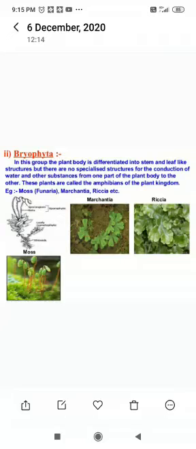Okay, and these plants are called amphibians of the plant kingdom. Why do we call them amphibians of the plant kingdom? Because these plants grow or live on land as well as in water. That is why Bryophyta plants are called amphibians of the plant kingdom. Examples for Bryophyta are moss or Funaria, Marchantia and Riccia. So these are the examples for Bryophyta.